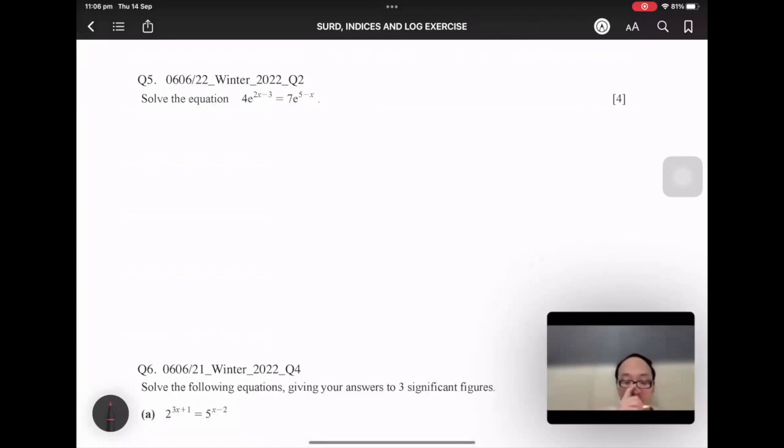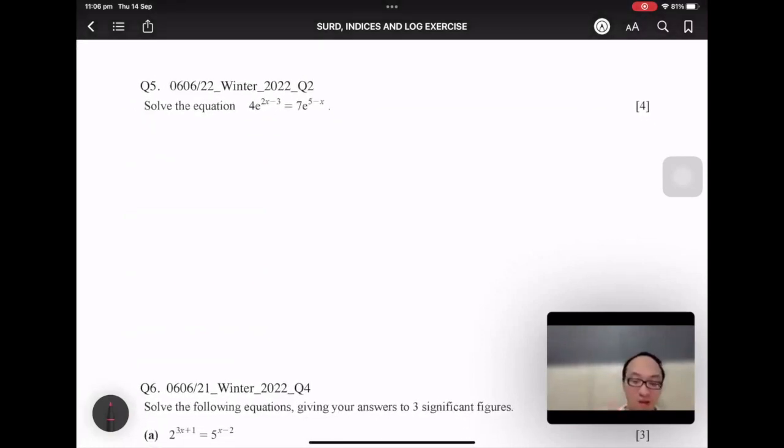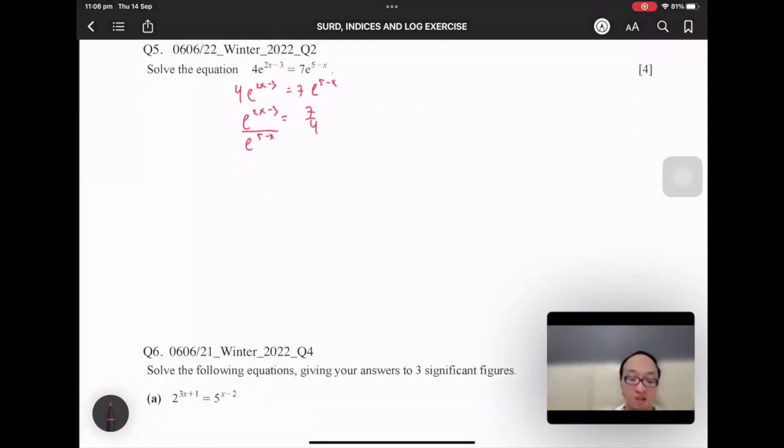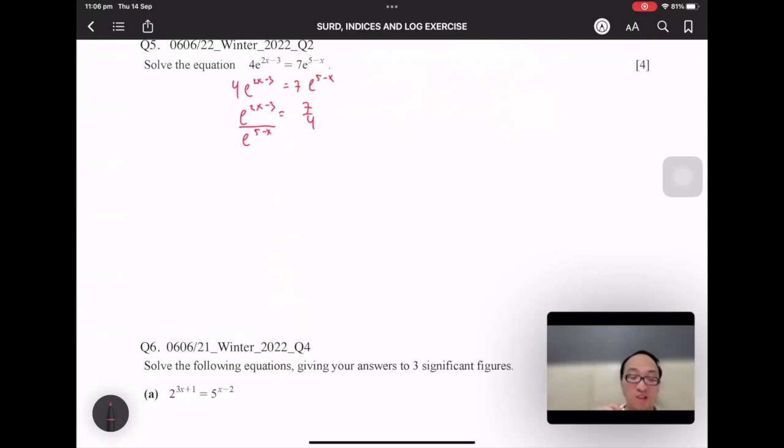5. Solve the equation. So the same, we have to collect the e^x. So 4e^(x-3) equals 7e^(5-x). So I can combine it: e^(x-3) equals 7 over 4 over e^(5-x). Yeah, I divide to the left side.